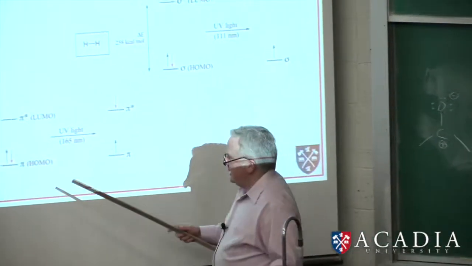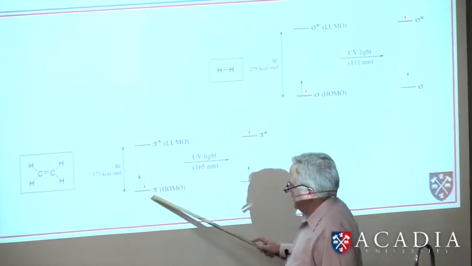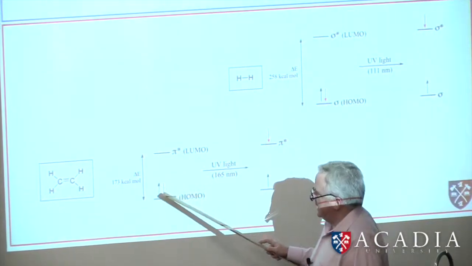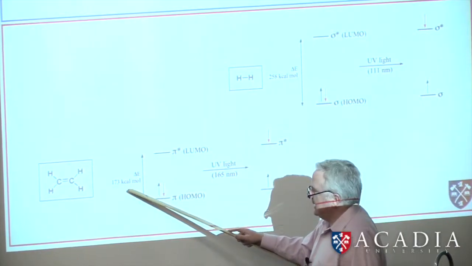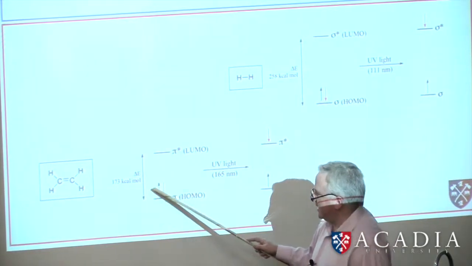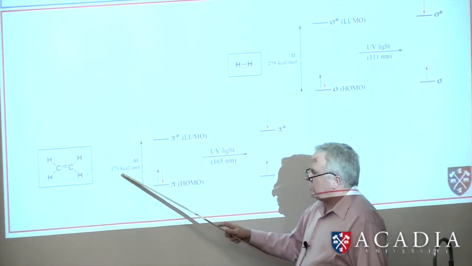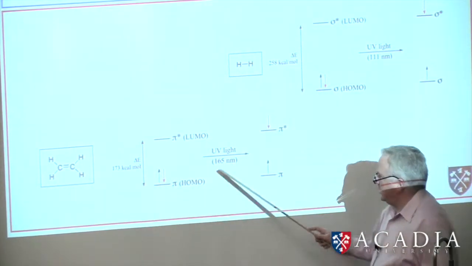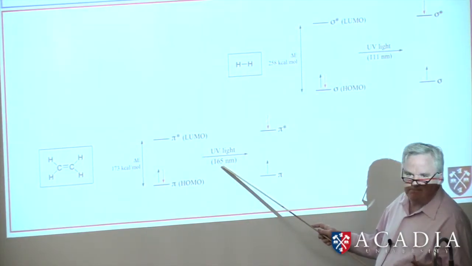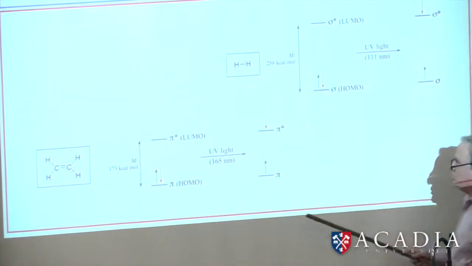In ethylene, the distance between the pi orbital and the pi star orbital is 173. The equivalent, if we had a mole of those photons of that light energy, it would be 173 kcals per mole. It happens to be light of 165 nanometers. We can't see that. Okay?